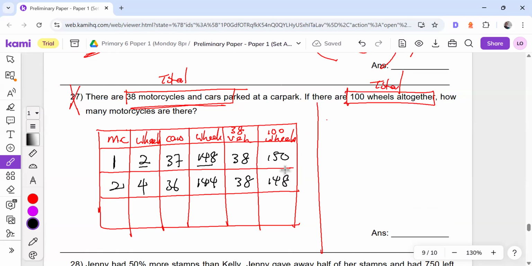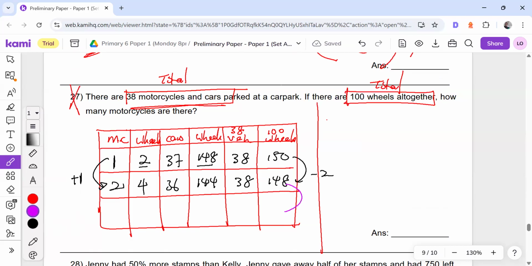Wrong total. Third row must get the answer already. If you still can't get the answer, it means you don't know how to do this method. You look at the first two rows. When you increase one motorcycle, you have two fewer wheels, right?